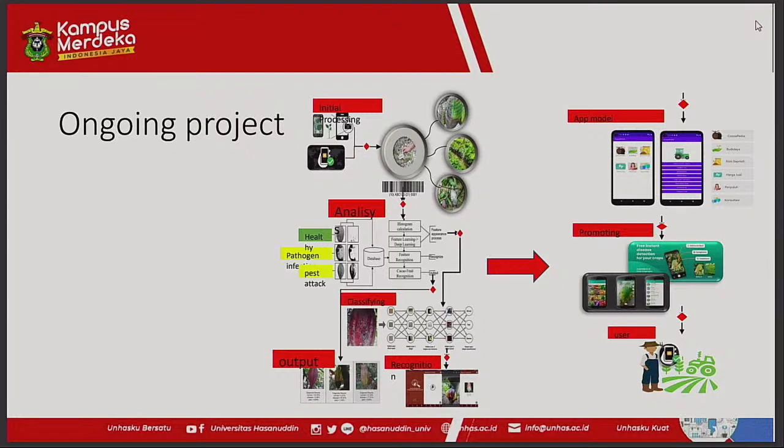So we also have an ongoing project. We develop an application system to integrate all things that can support our research project. We are not just using molecular things. We also use artificial intelligence and computer vision, and we also work with marketing to support this program, until we find our technology in practical use by farmers. Next, please.